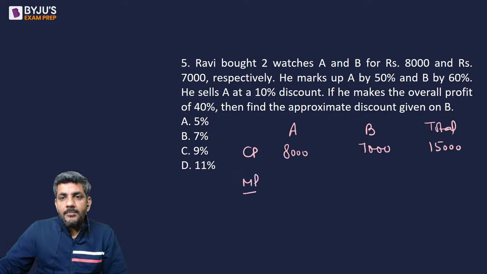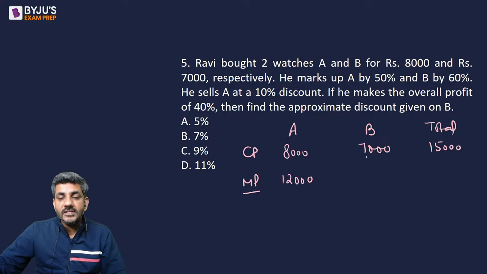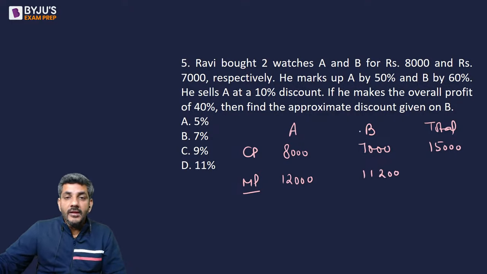So I can say the total cost price of the two watches is 15,000 rupees. Then he marks up A by 50%, so that means he marks A at 12,000, and B by 60%. 60% of 7,000 is 4,200, so he marks this as 11,200. He sells A at 10% discount, which means 10,800.